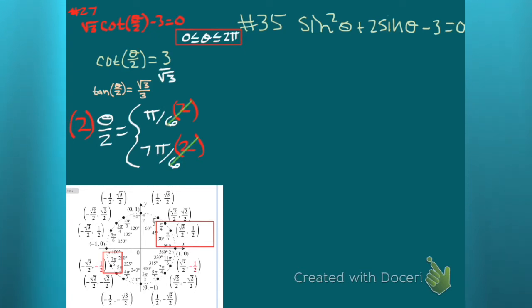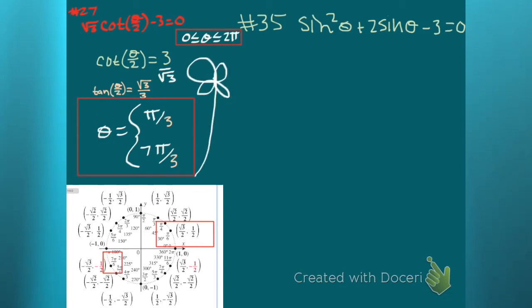And then over 3, theta, box and flower. So it looks like our theta is pi over 3 and 7 pi over 3. And now over here, sine squared theta plus 2 sine theta minus 3 is equal to 0.